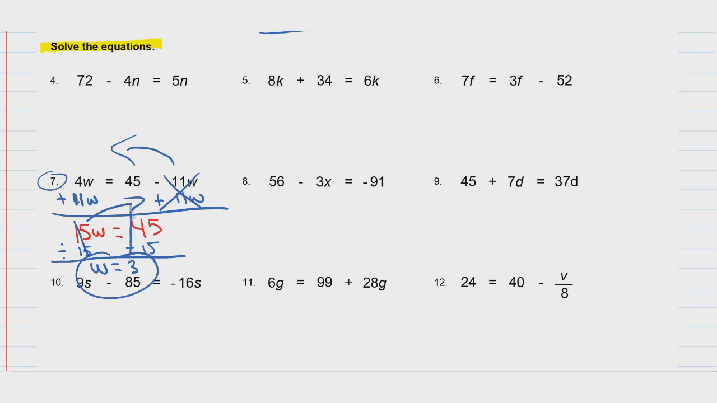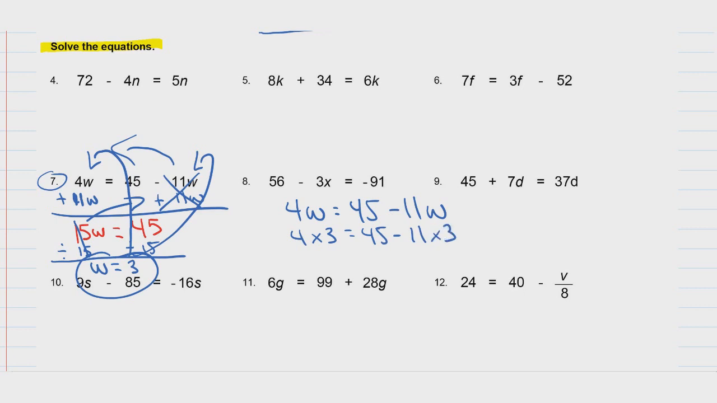By the way, if you're not 100% sure that w equals 3, there's nothing wrong with going back and plugging this 3 into where the w's are and solving it to make sure you did it correctly. What I mean is, you had 4w equals 45 minus 11w. And what you do is you change all the w's to 3. So this would be 4 times 3 equals 45 minus 11 times 3. And 4 times 3 is 12, equals 45 minus 11 times 3 is 33. That would give you 12 equals 45 minus 33, which is 12.